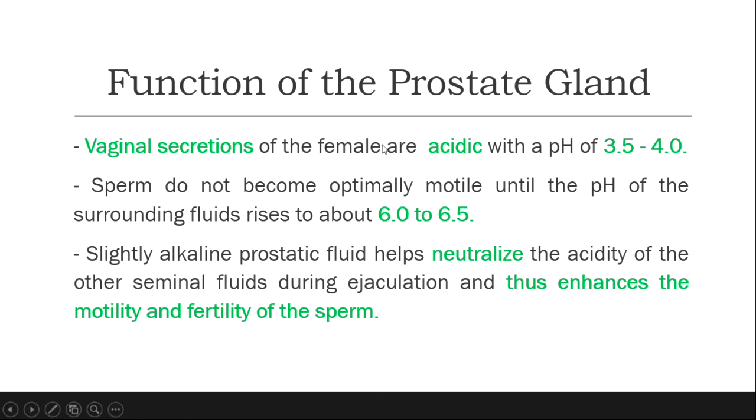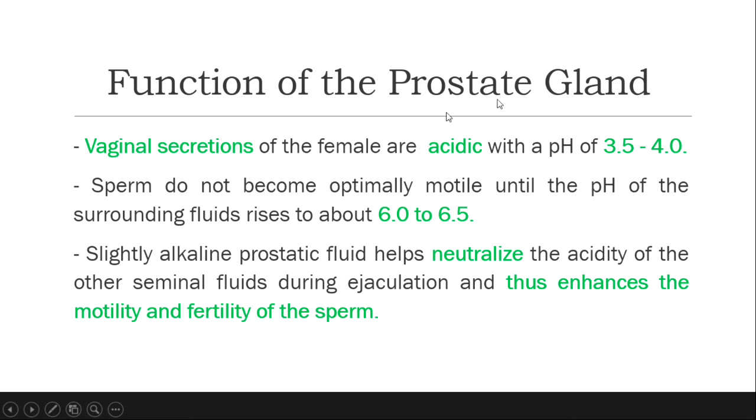Ayan. So, vaginal secretions of the female are acidic, with a pH of 3.5 to 4. So, sperm do not become optimally motile until the pH of the surrounding fluids rises to about 6 to 6.5. Okay, so slightly alkaline prostatic fluid helps neutralize the acidity of the other seminal fluids during ejaculation and thus enhances the motility and fertility of sperm.